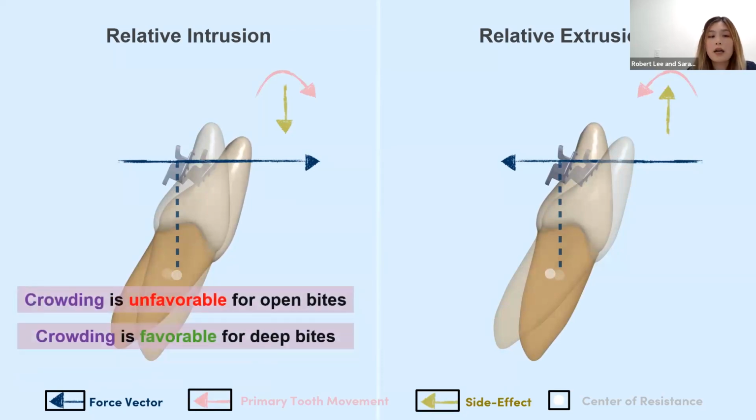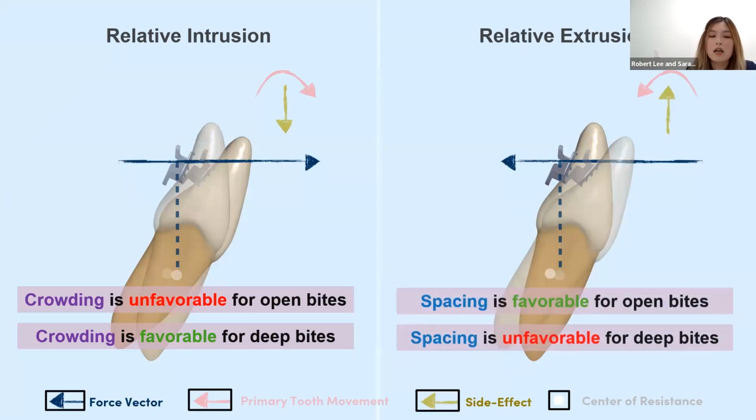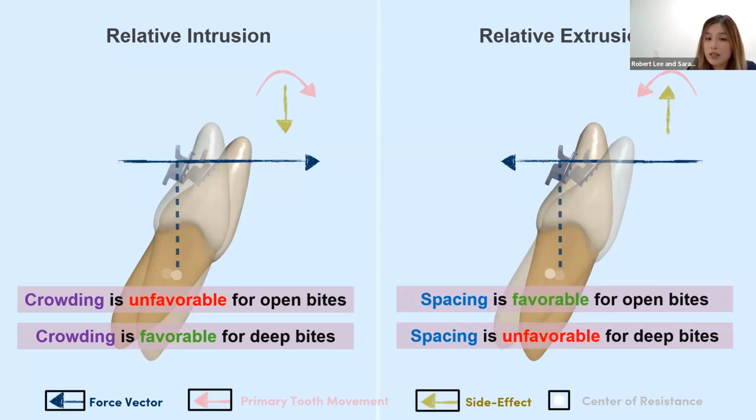So when you have crowding, since you have that unraveling of crowding, you have that proclination. It is favorable for deep bites, not so favorable for open bites. And then similarly, for spacing, when you have retroclination, you have that relative extrusion, which is favorable for open bites, but not too favorable for deep bites.